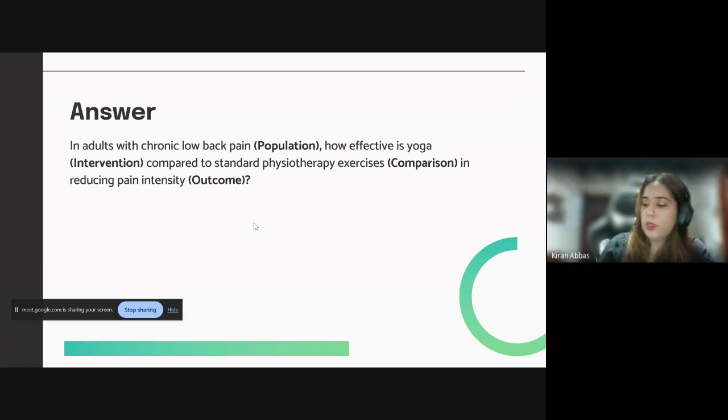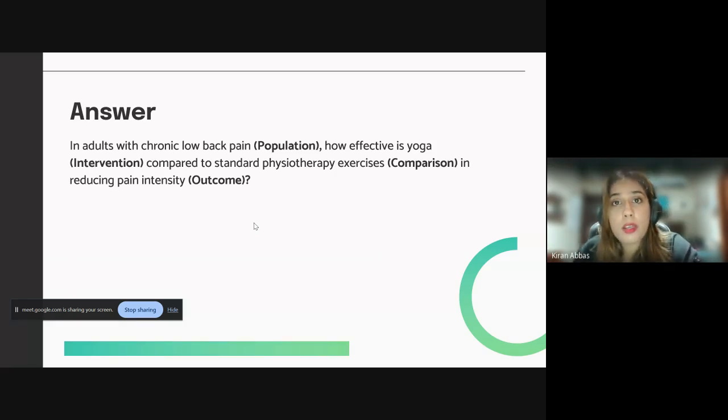Okay, thank you so much for the question. When we said population, we said that adults with chronic low back pain. Now, chronic by definition means more than 6 months, right? Chronic by definition means more than 6 months. So that's defined, that's clear.